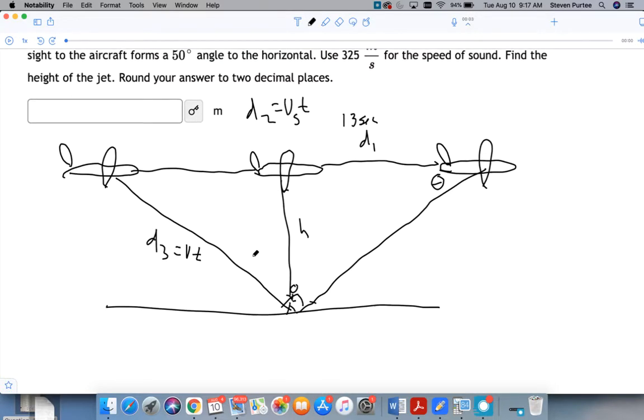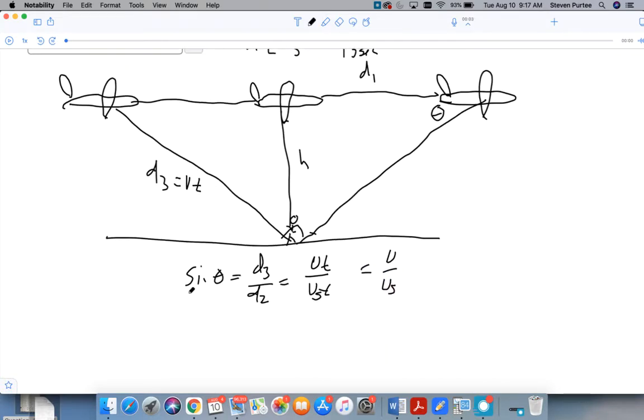Okay, so we could say here, using this big triangle, this is a right triangle, opposite and hypotenuse. So sine of theta would be d3 over d2, which would be v, speed of sound in air, times t, over Vs times t. Those t's will cancel out. We get v over Vs. That's our formula for our Mach number or our cone angle. We already knew this formula: sine of theta is v over Vs.